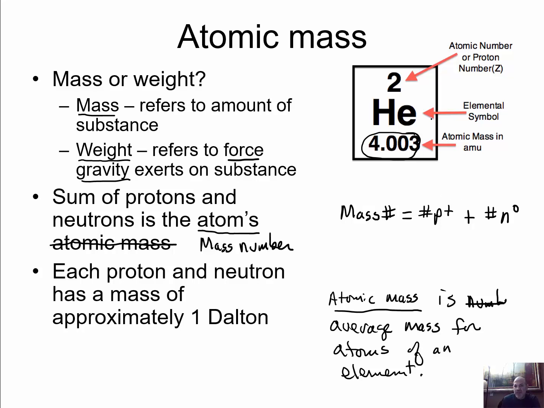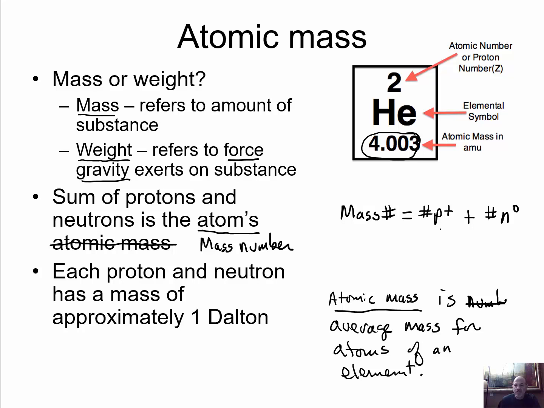So for helium, helium has an atomic number of 2. That means it has 2 protons. That would never be different, but it can have a different number of neutrons. Okay, so the mass numbers would be slightly different. If you have more neutrons, you're going to be heavier, but you're still going to be helium because it's the number of protons that identifies you.